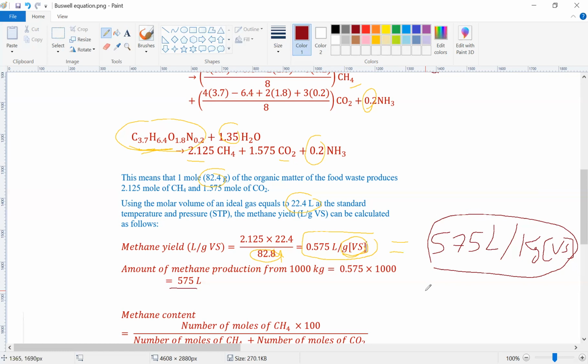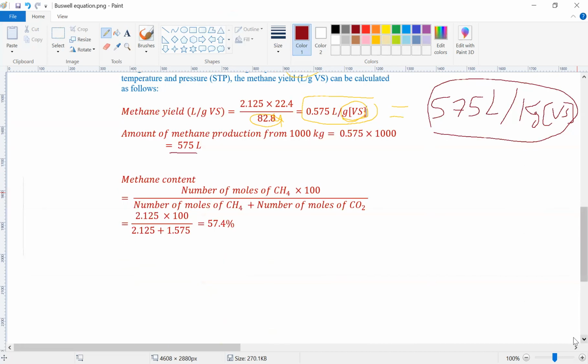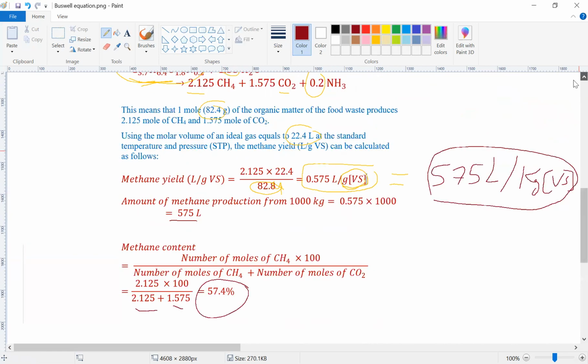So you get the idea here, and then you can get the composition: the number of moles of methane divided by the total number of moles of methane plus carbon dioxide gives you the methane content here. So with that, I would like to stop here.